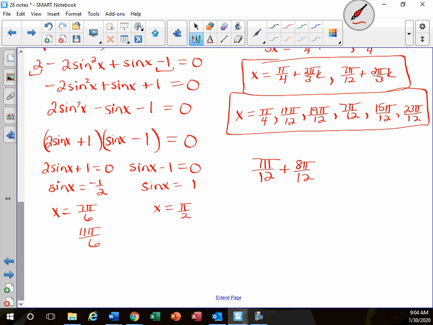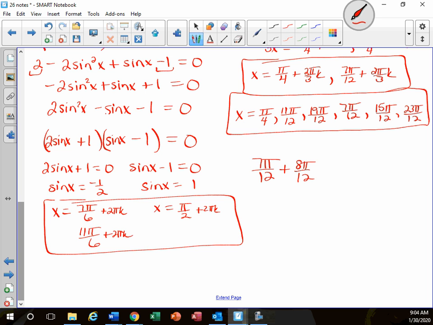What if it said all solutions? Yep. So please, please, please read directions. Again, depending on what the directions say.